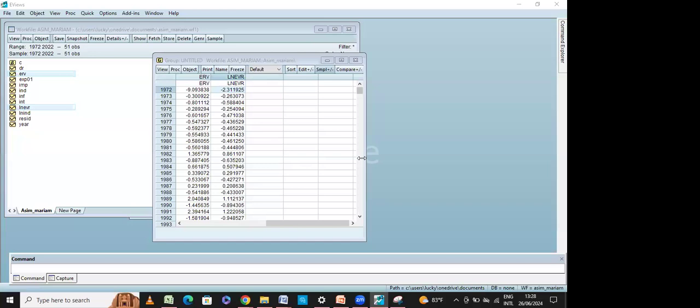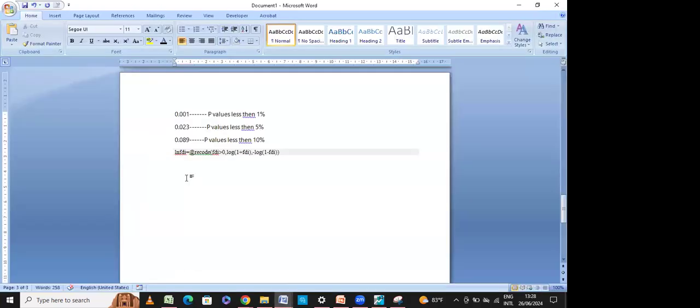Okay. What is the meaning of co-integration? Let's go to the basics. Co-integration. Simplest meaning.